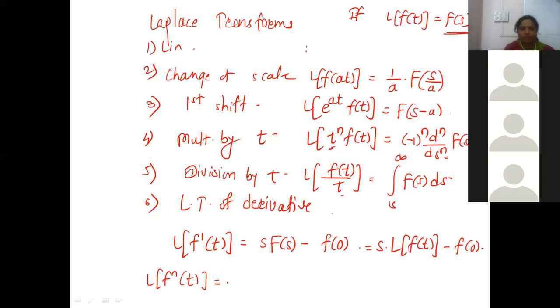So Laplace of the nth derivative of f of t is s raised to n F of s minus s raised to n minus 1 f of 0, minus s raised to n minus 2 f dash of 0, and so on, up to the last term, which is f raised to n minus 1 at 0. This is what we have seen up to the last lecture. These many properties. The last property remaining in this session is property number 7.